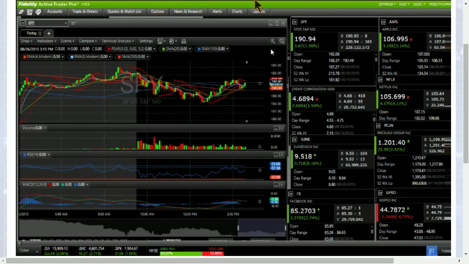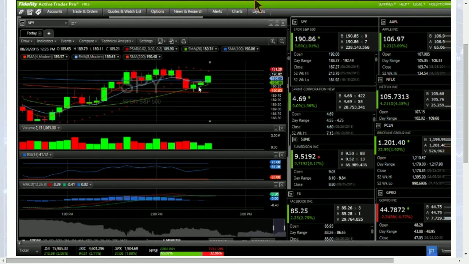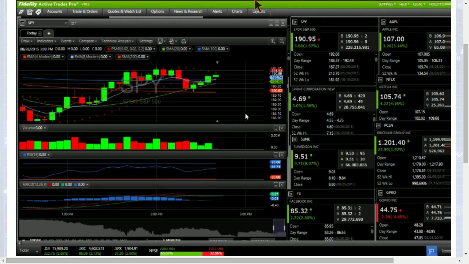SPY breaking upward. Yep, that's a great sign. We want to break this resistance level up here. A break of 191.42 will do it. Increase in volume. All things are looking bullish for SPY. Sunni is following SPY up, as is most of the market. So that's what we're looking at for SPY. If anybody has any other tickers, feel free to shout them out.